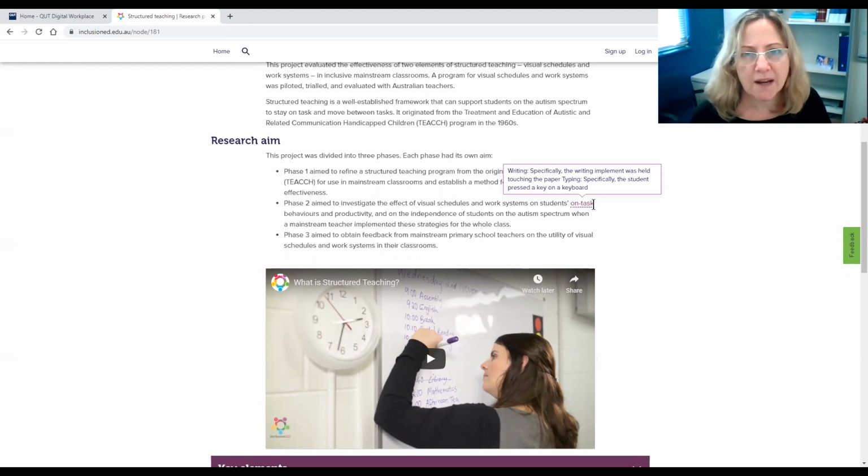And when you're evaluating evidence, a term like on task is really loose. So you're really wanting to know, well, what did these researchers mean specifically? How did they define on task? And that's an example of how they defined on task. Okay, and so they looked at that particular behaviour and productivity, but they were also looking at the independence of students on the autism spectrum.